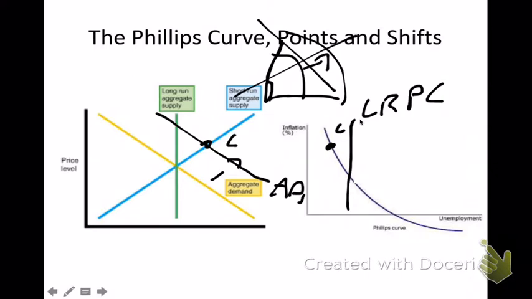That does what to the price of those resources? It increases them, right? And remember, there are only a few things that affect AS. One of the biggest ones is input prices. So those input prices happen, and they also increase.